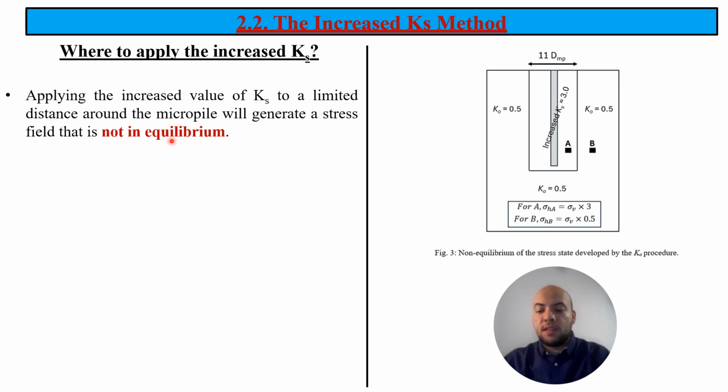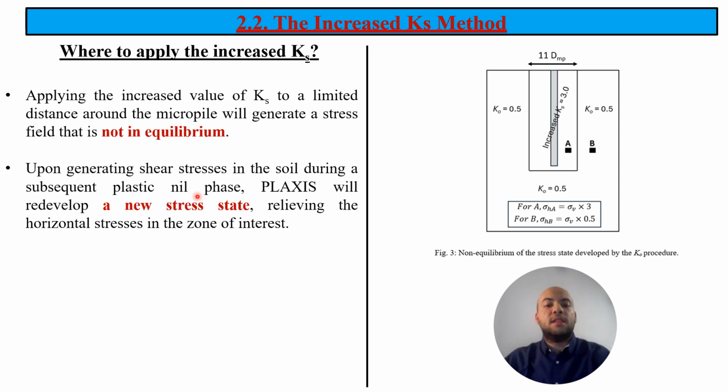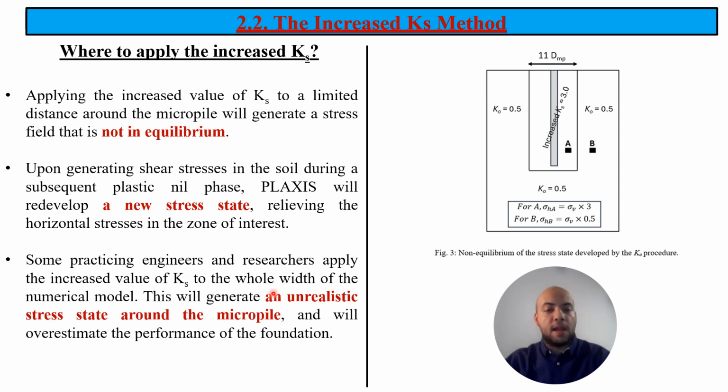The stress state is not in equilibrium, and this is a problem in Plaxis. In the next phase, Plaxis will redevelop a new stress state after the generation of shear stresses in the soil body, and you will find that the horizontal stresses in this zone have been relieved and decreased, and this may prevent the achievement of the desired level of radial stresses around the micropile.